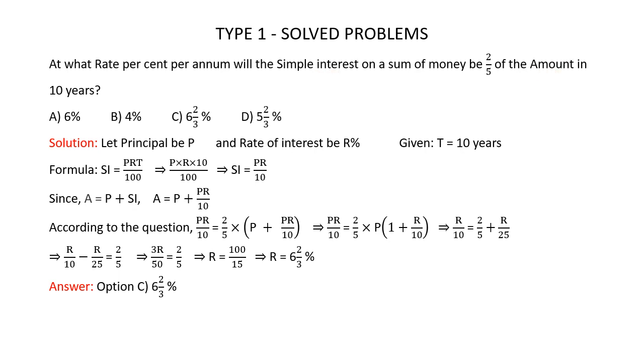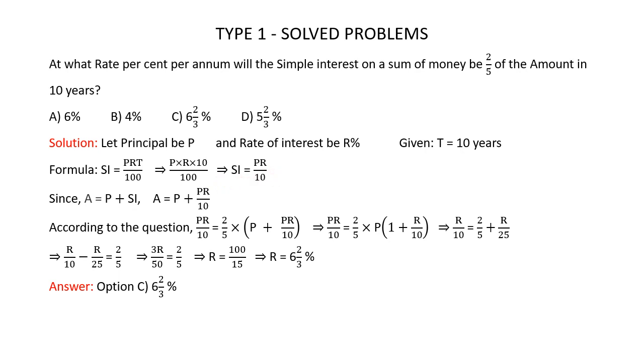Now here we do not know what is the simple interest or what is the amount. So first let's find out what is the simple interest using the formula SI is equal to PRT divided by 100. Now we do not know what is the principal. So let's assume that the principal is P. We also do not know what is the rate of interest. So let the rate of interest be R%. Now it's given that T is equal to 10 years. Now substituting all this in the formula here, we get SI is equal to P multiplied by R multiplied by 10 divided by 100, which is nothing but SI is equal to PR by 10.